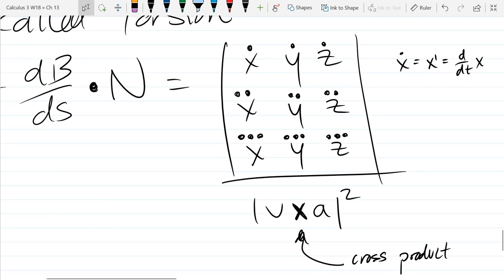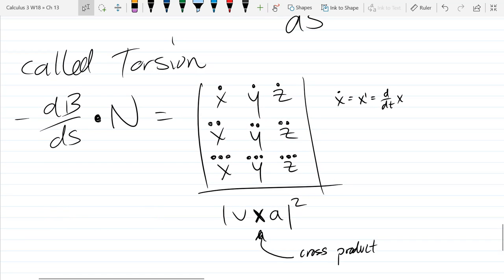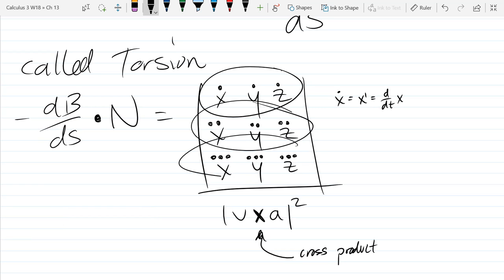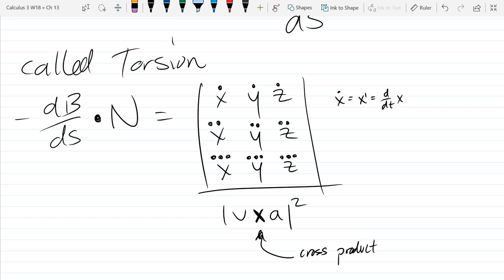So we got to stop here. What you're basically doing, the first row right here is the velocity, the next row is the acceleration, and what's the last row called? Jerk. Oh, very good. It's called jerk. So you're just writing the xyz components of the velocity, acceleration, and jerk, right there.